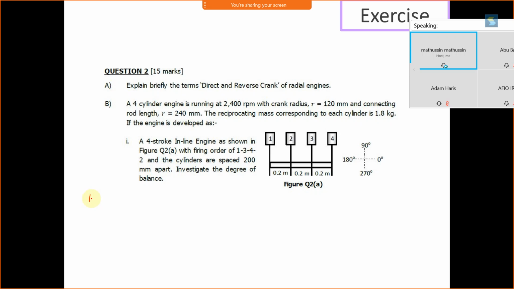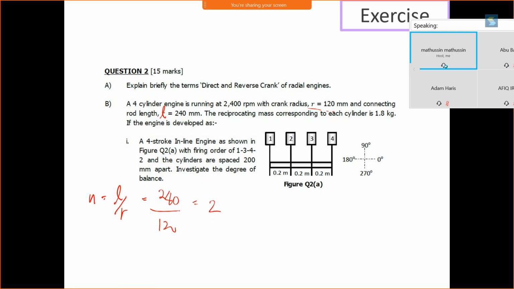N equals to L over R, isn't it? So what is our L? Mana L? Connecting rod length. This is L sebenarnya ni. So L is 240 divided by radius is 120, which is N is 2. N is 2. So how to find theta for each cylinder?